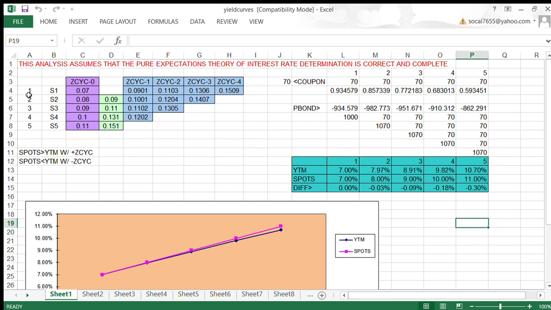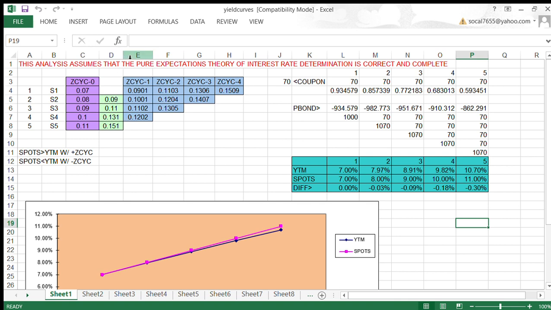So here we go. Here are dates 1, 2, 3, 4, and 5. Let me restate that. Here are 1, 2, 3, 4, and 5 period maturity treasury strips. S sub 1 is the 1 period spot rate, S sub 2 the 2 period spot rate, S sub 3 the 3 period, and so on. And here I have the zero coupon yield curve at date 0: 7, 8, 9, 10, and 11% per period assumed.